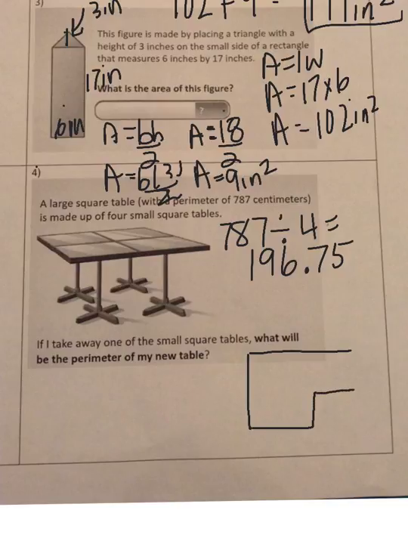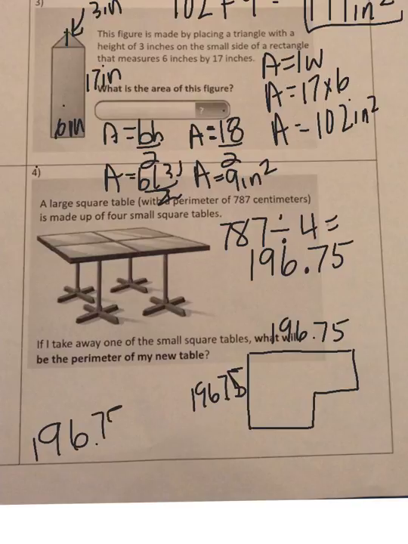So let's still look at what all the sides are. I have 196.75, 196.75 on those sides. Those are the whole sides. But down here, one square was taken out. So I'm going to do 196.75 divided by 2 to figure out what these new parts are going to be, because it's half of that. When I divide by 2, that's when I get 98.375.